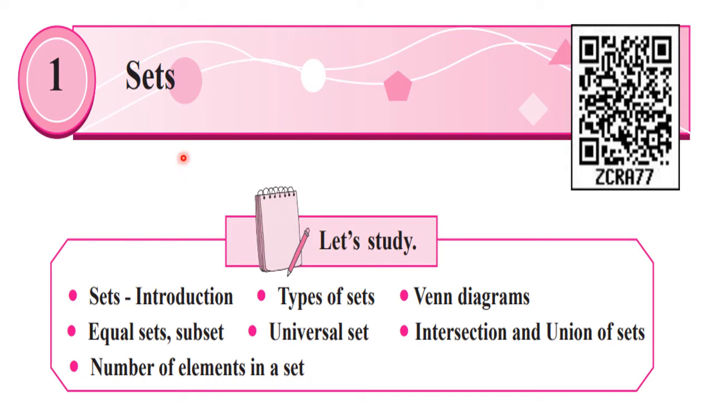So in the previous lecture, we have seen the meaning of the word set. It's a well-defined collection of objects. And then we have seen the methods to write the sets, and from that we have completed practice set 1.1. Now we are moving towards the next topic, that is types of sets.